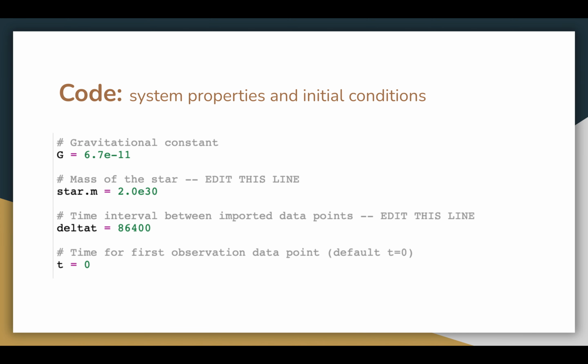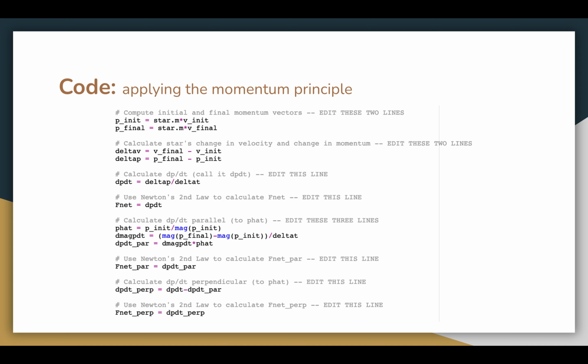Using the starter code for Lab 3, I first entered in the initial conditions and the system properties for the experiment. We're given the gravitational constant, as I mentioned earlier, the mass of the star, as I also mentioned earlier, and the time interval for the data points in the code is equal to 1 day, which is 86,400 seconds. Here, I applied the momentum principle in my code as I discussed earlier. Ultimately, I just embedded how to calculate dp from dv by multiplying velocity times mass. I set the net force equal to the dp dt, and I use the assumption that dp dt parallel plus dp dt perpendicular is equal to dp dt total, which is also equal to the net force total.